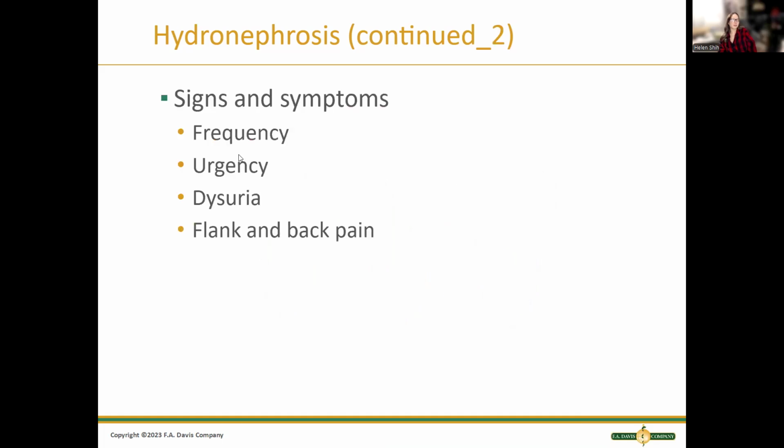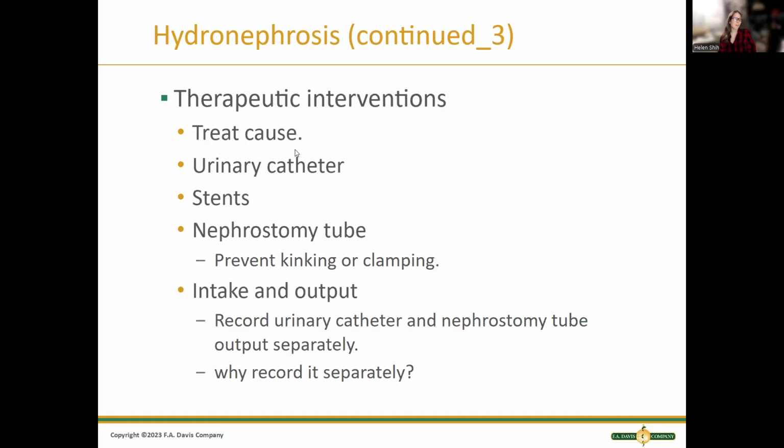Signs and symptoms of hydronephrosis are going to be frequency, urgency, and dysuria, as well as flank and back pain, just because of where everything's located. The therapeutic measures are to treat the cause, and we could potentially put in a urinary catheter to allow for more drainage. We could put in a stent if the issue was urethral stricture. We can also put in a nephrostomy tube.